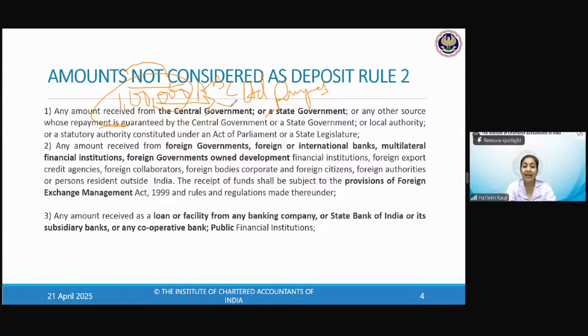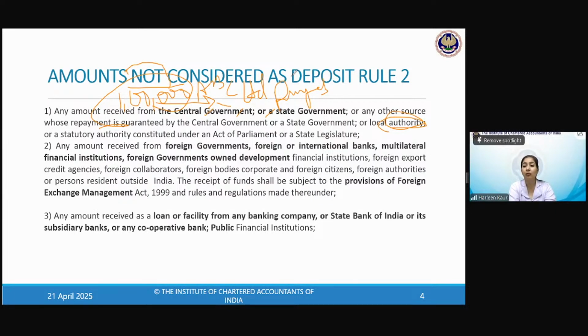Because any amount received from central or state government. So here we are receiving the amount from the state government. So any government is paying you any kind of amount that will not be considered as deposits. Excellent, all those who have written, ma'am, because it is received from state government. At the same time, if central government has given any amount to ABC Limited, that is also not deposits. Now, ma'am, this is simple, but what is the meaning of any other source whose repayment is guaranteed by state governments or even local authorities?